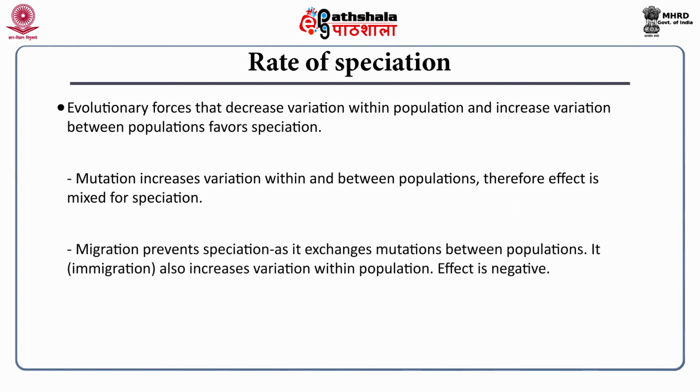In the case of migration, what happens? There are two kinds of migration, either immigration or emigration, right? In the case of immigration, members of another population are immigrating, coming into India. For example, the Brazilian population is coming to India. So, in this case, in the Indian population, the variation will increase, right? So, intra-population, within population variation will increase, which is not good for the speciation to happen.